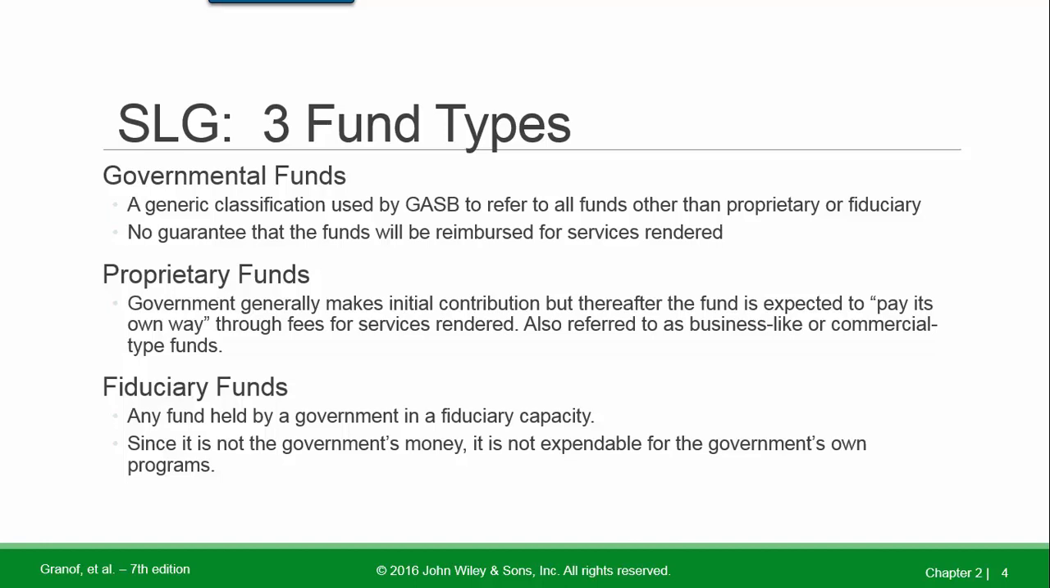Three fund types. Governmental: a generic classification used by GASB to refer to all funds other than proprietary or fiduciary. No guarantee that the funds will be reimbursed for services rendered. Proprietary funds: government generally makes an initial contribution, but thereafter the fund is expected to pay its own way through fees or services rendered, also referred to as business-like or commercial type funds. Fiduciary: any fund held by government in a fiduciary capacity. Since it is not the government's money, it is not expendable for the government's own programs.